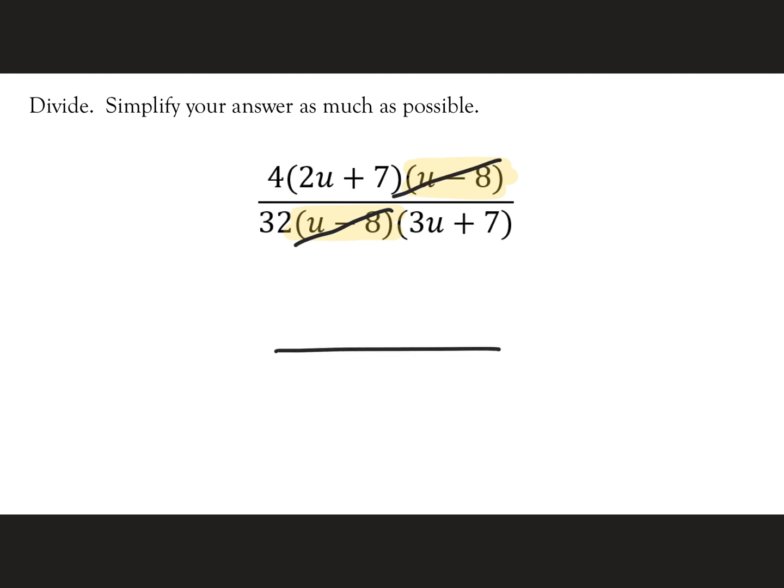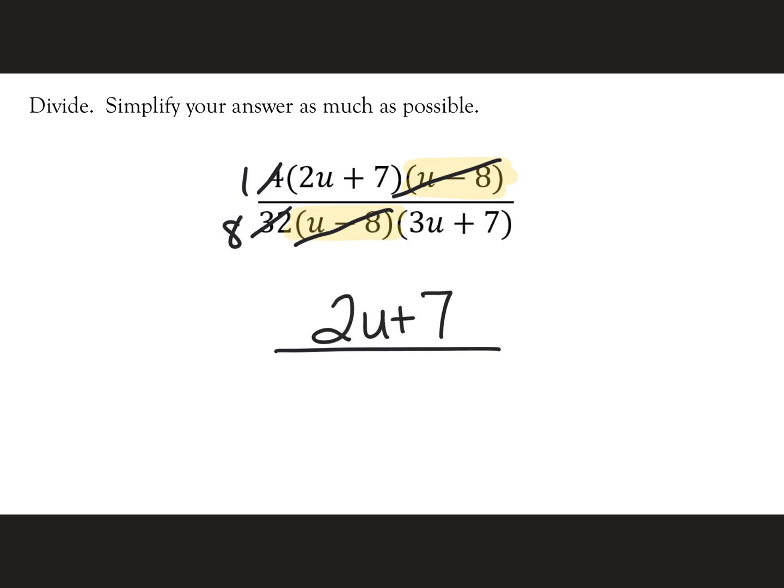Now, the deal is before I leave the other two, and I can't separate them. I can't cancel out the 7s or anything because they're within a binomial with another term. So they're stuck being the way they are. But look at the 4 and the 32. Can I simplify them? Sure enough. So 4 and 32, if that was a fraction, would become 1/8. I'm not going to put the 1 on top, and because I don't have anything multiplying times 2u plus 7, I'm just going to keep it like this without parentheses.